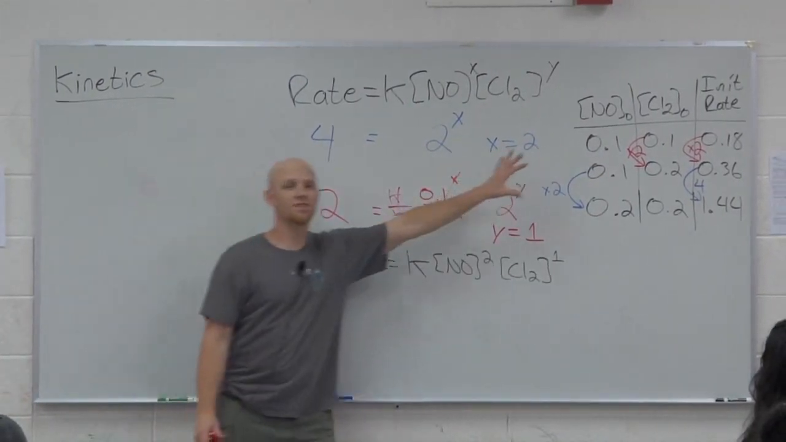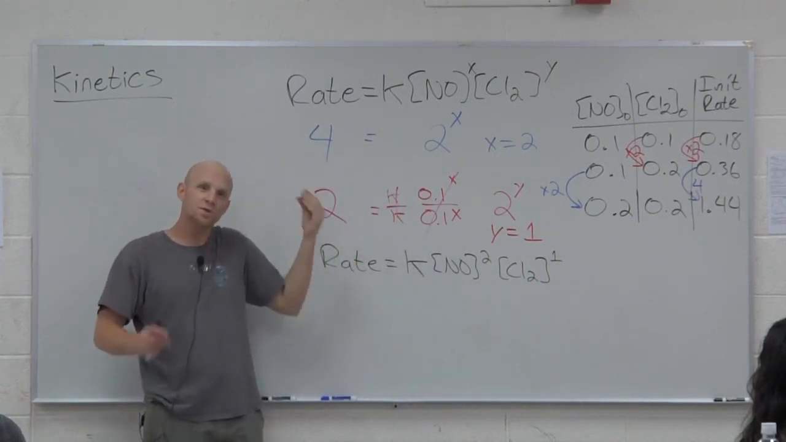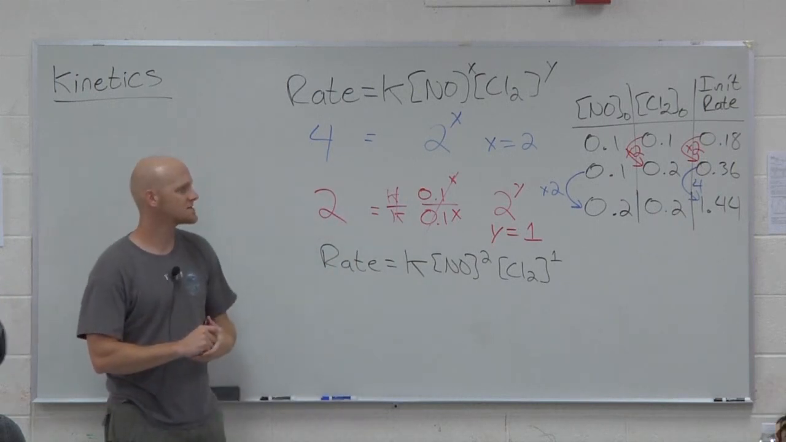Because I rigged the data and I picked it, you'll get the same answer for K every time. On a test, though, if they give you real experimental data, they may come out a little bit different, but they'll be pretty close in that case as well.